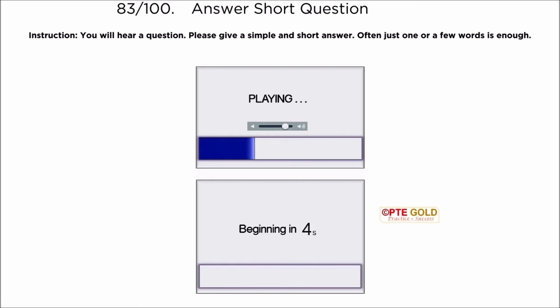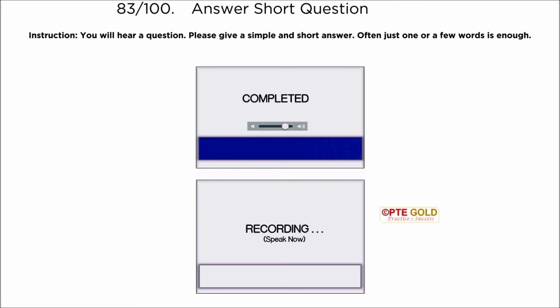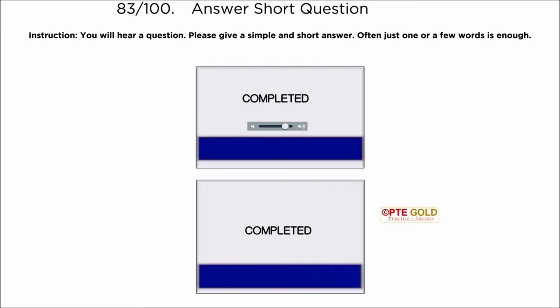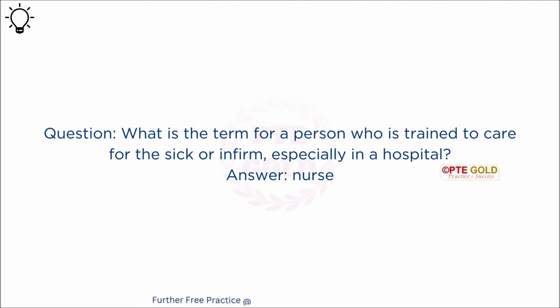What is the term for a person who is trained to care for the sick or infirm, especially in a hospital? Nurse.